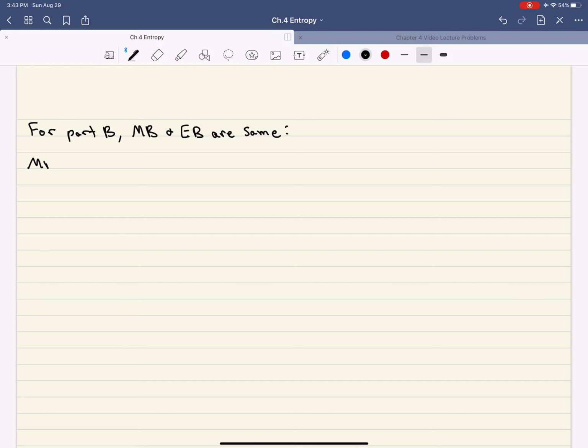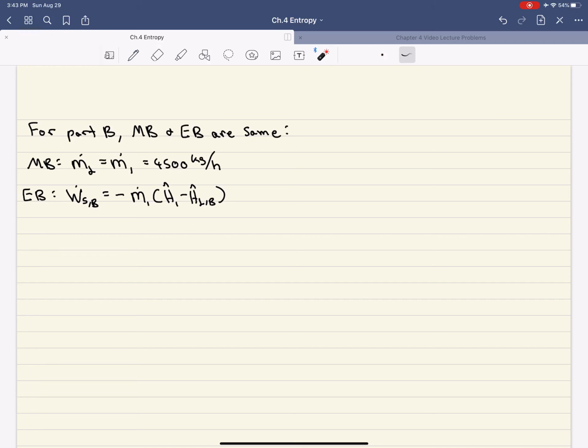And so for the material balance, it's actually exactly the same. M2 is equal to M1, which is still 4,500 kilograms per hour. For the energy balance, algebraically, it's the same. Our shaft work for part B is still going to be equal to minus M1 (H1 hat minus H2 hat). Maybe I'll call this one B. And so H1, the inlet stream, is still the same. M1 is still the same. But for part B, our shaft work and this, our H2, are going to be different.